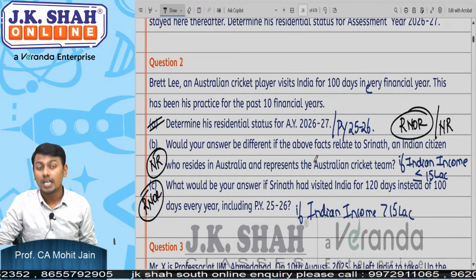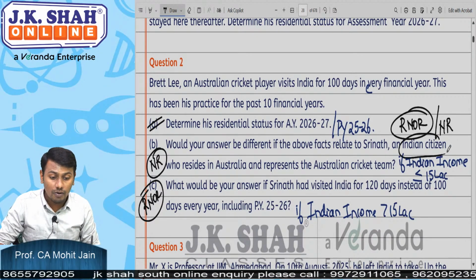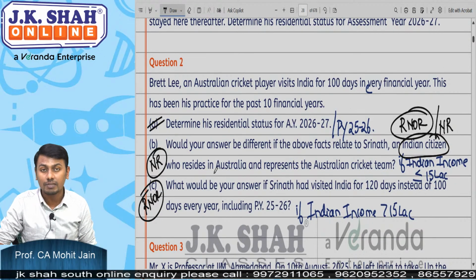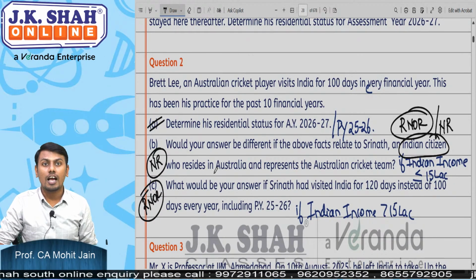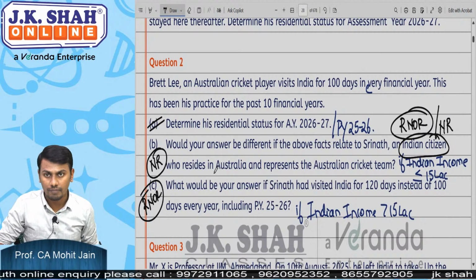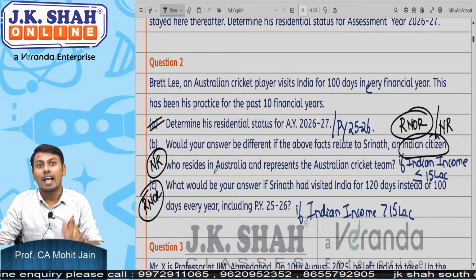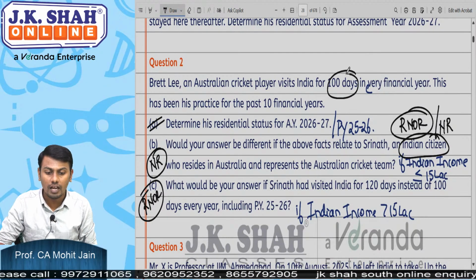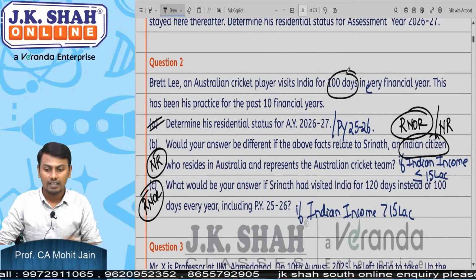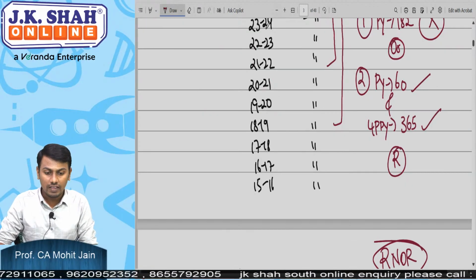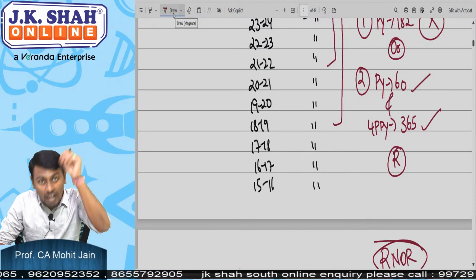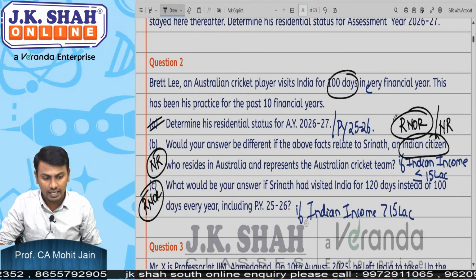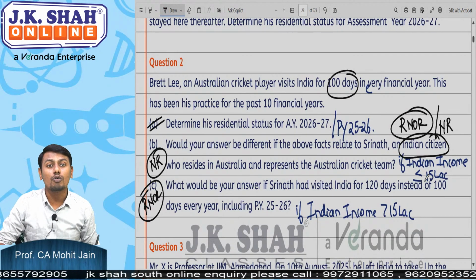Srinath. Now Srinath is what? Indian citizen. Who resides in where? Resides means who is staying in what? Australia and represents Australian cricket team. So now can I say Srinath, an Indian citizen staying in Australia, every year is coming for 100 days to India for a what? Visit. So now can I say he will be covered by the exception? Yes. And what is his Indian income? Less than or equal to 15 lakhs.